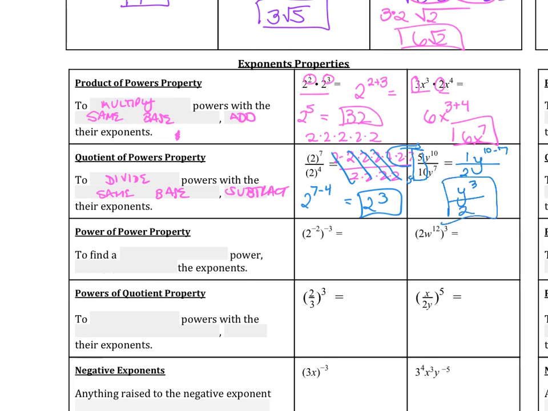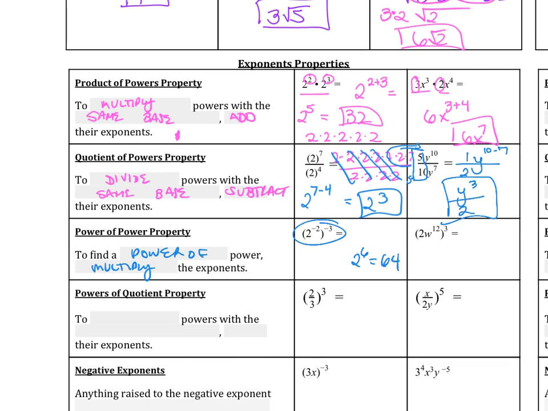Power of a power property. So to find a power of a power, what we're going to do is multiply the exponents. So here, you just multiply the exponents together, -2 times -3, that becomes a positive 6, 2 to the 6. So that becomes 64.